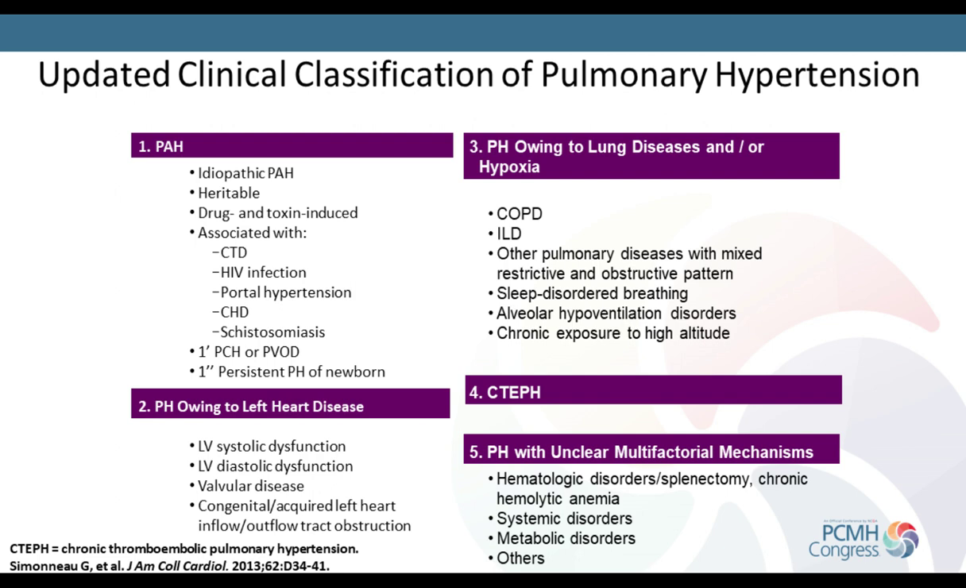We call this WHO groups, because the very first of these symposia we have every 5 years was sponsored by the World Health Organization. You have group 1, which is PAH, or pulmonary arterial hypertension, group 2, which is pulmonary hypertension due to left heart disease, group 3, which is due to lung disease, group 4, which is what we call chronic thromboembolic pulmonary hypertension, so patients who've had pulmonary emboli that haven't gone away, and then group 5 is sort of everything else.